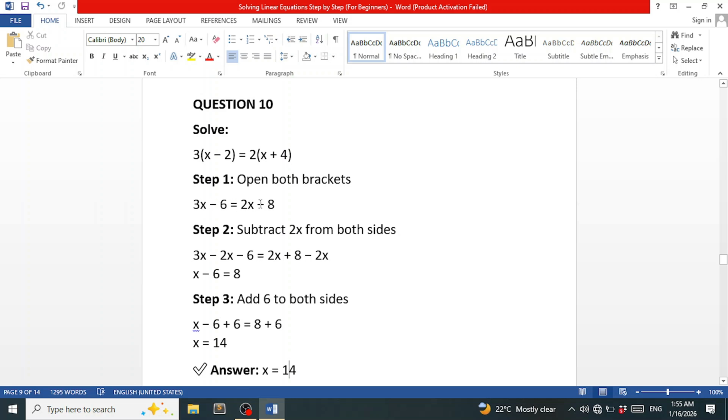We have to put x on the left side, then numbers on the right side. So first thing first, let's take this 2x to the left, okay? So subtract 2x from both sides, okay? So this is gonna be 3x minus this 2x minus 6 equals 2x plus 8 minus 2x here, okay?